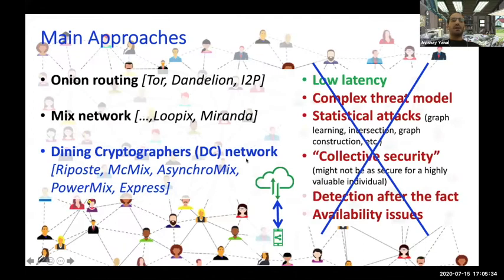Blinder is also a variant of client-server DC network, but it also proposes several improvements.